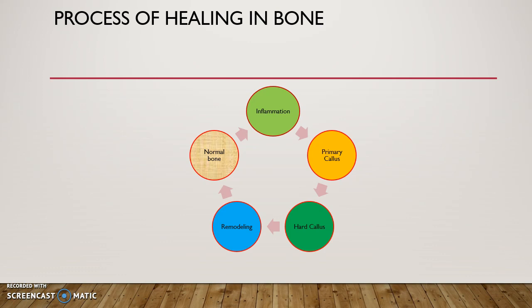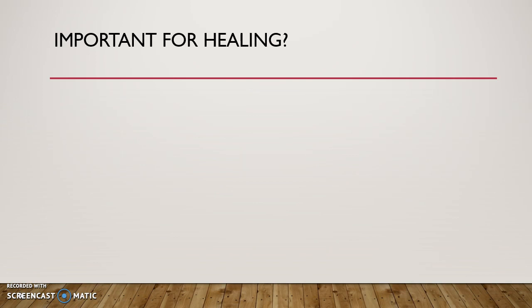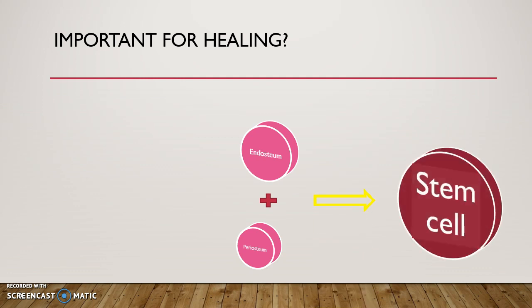What happens in the healing process? What is important is where the healing starts. We need the endosteum, which is the inner side of the bone, and the periosteum, which is the outside covering of the bone. In the pediatric bone, these are the two big sources of stem cells, which ultimately lead to the start of the healing process.